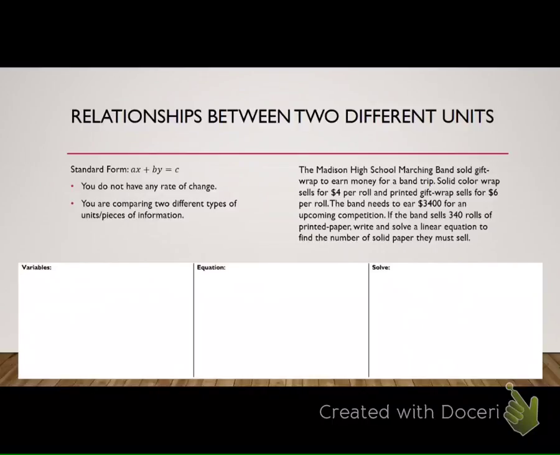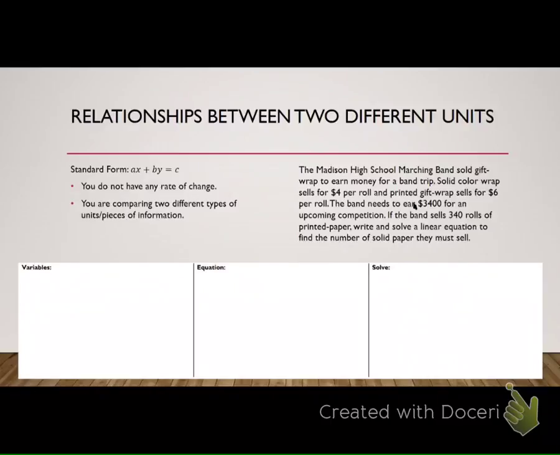So we're going to read this one. The Madison High School Marching Band sold gift wrap to earn money for a band trip. Solid colored wrap sells for $4 per roll, and printed gift wrap sells for $6 per roll. The band needs to earn $3,400 for an upcoming competition. If the band sells 340 rolls of printed paper, write and solve a linear equation to find the number of solid paper they must sell.